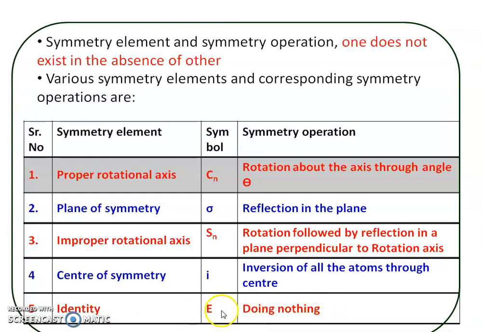So for mathematical calculations in molecular symmetry, this symmetry element, that is identity, is needed. Otherwise, as such, identity means doing nothing. Neither reflection nor rotation, inversion, nothing will be there. But for mathematical calculation, this operation is required, and therefore we are going to study this identity symmetry element also.